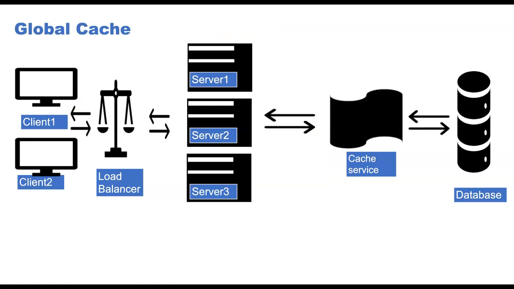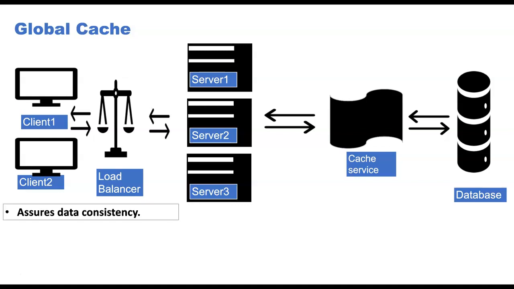So to avoid that kind of problems of in-memory cache, the global cache concept came into picture. In this global cache, the cache concept will be completely moved out of the application servers. So there is no concept of cache in server 1 or server 2 or server 3. That entire cache is separated into a separate service that is called a cache service. In real time, it can be Redis or CouchDB or some other database or cache service. But that cache service is completely out of the application servers.